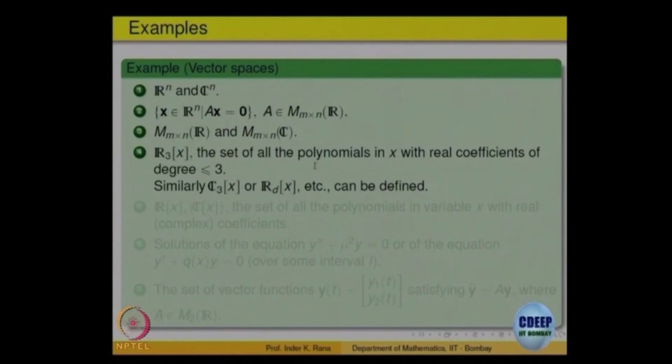Why does this form a vector space? Given two polynomials of degree less than or equal to 3, you can add them. You will again get a polynomial of degree less than or equal to 3. You can multiply a polynomial by a scalar. Only the coefficients of the powers will change, but the degree will still remain less than or equal to 3, and it has all those properties of commutativity, associativity and so on.